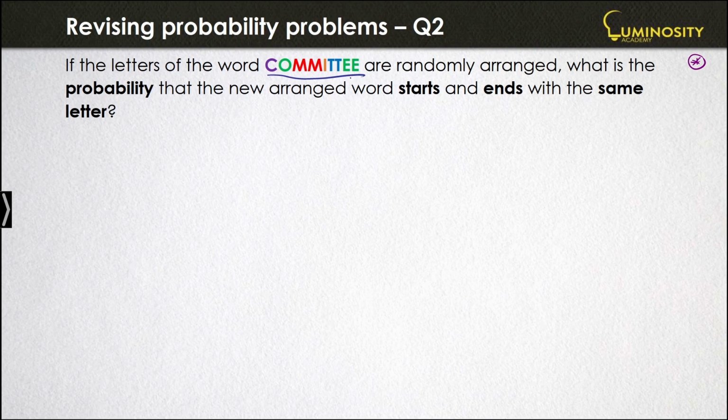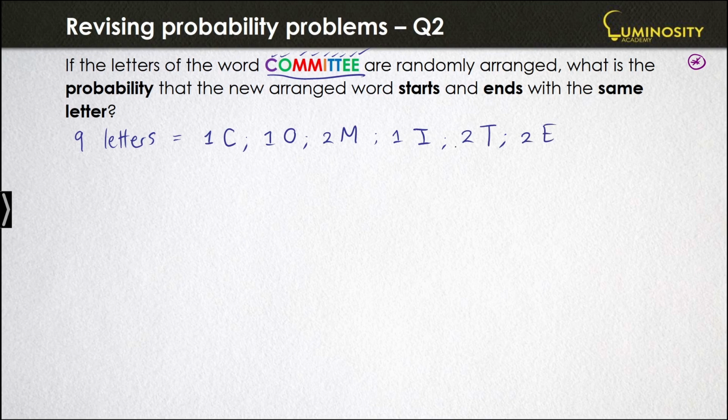Okay, so let's break down what we have here. We've got the word committee. How many letters do we have? 1, 2, 3, 4, 5, 6, 7, 8, 9. So there are 9 letters in this word. And what is the composition of that? Well, there's one C, one O, 2 M's, one I, 2 T's, and 2 E's. Okay, so 2, 4, 5, 6, 7, 8, 9 letters.